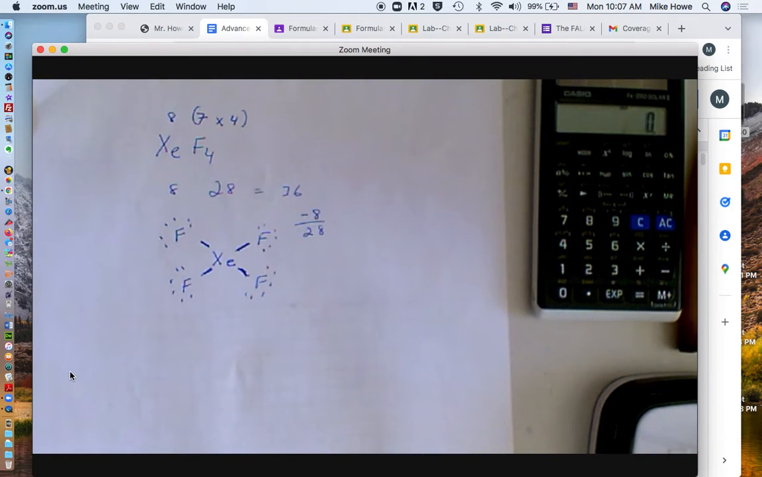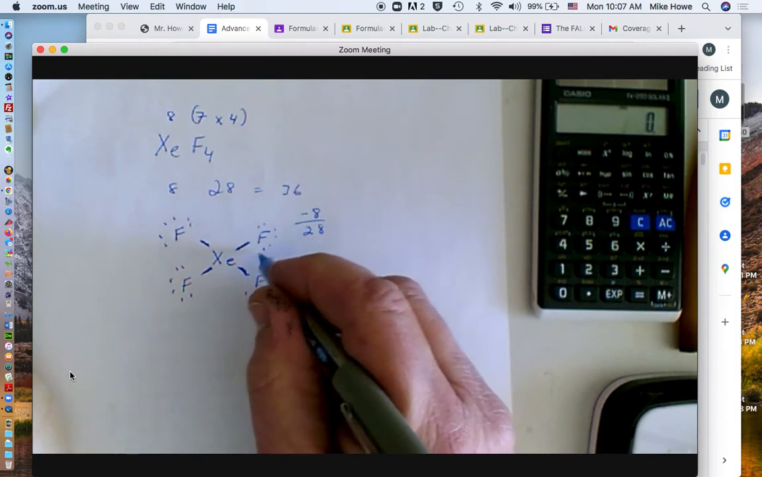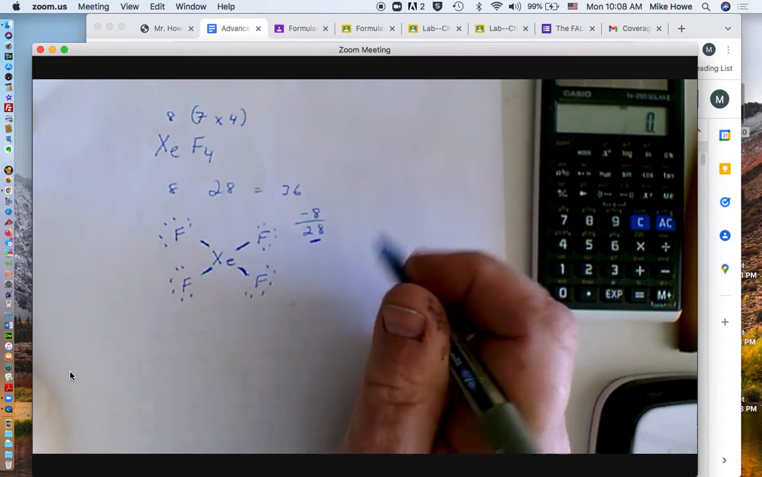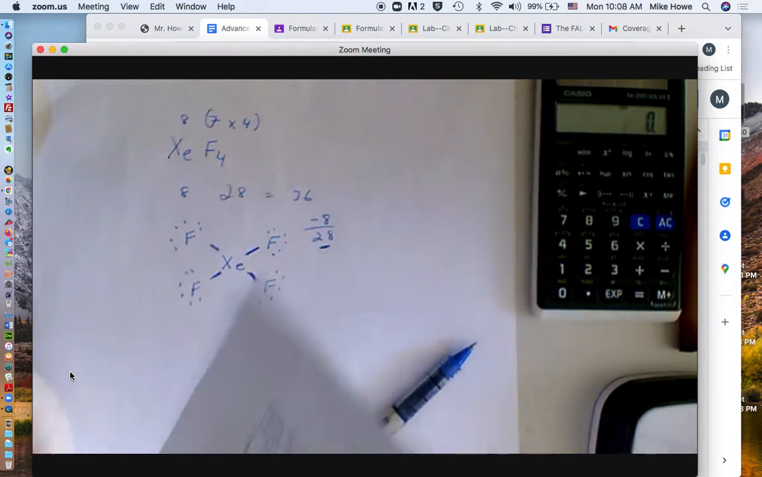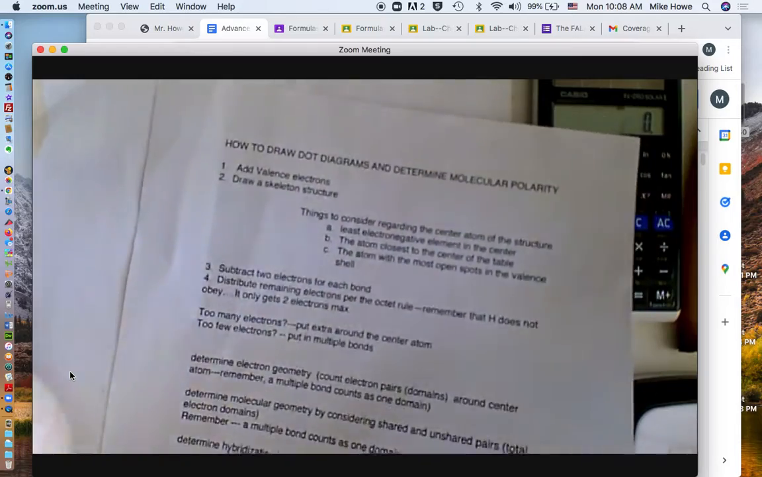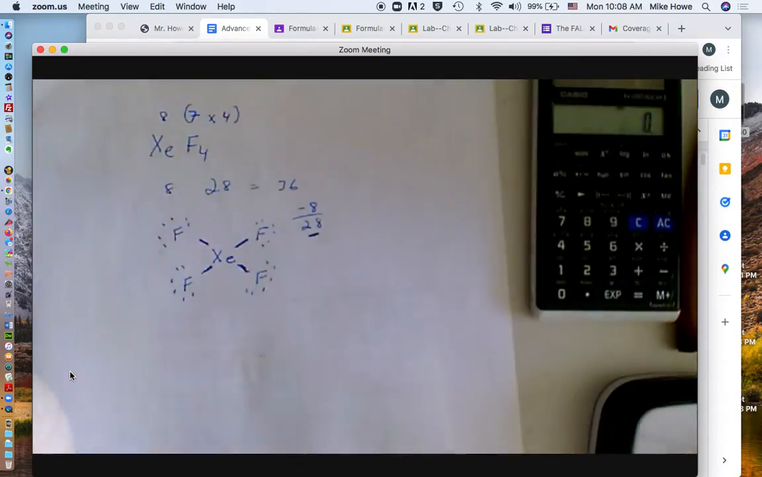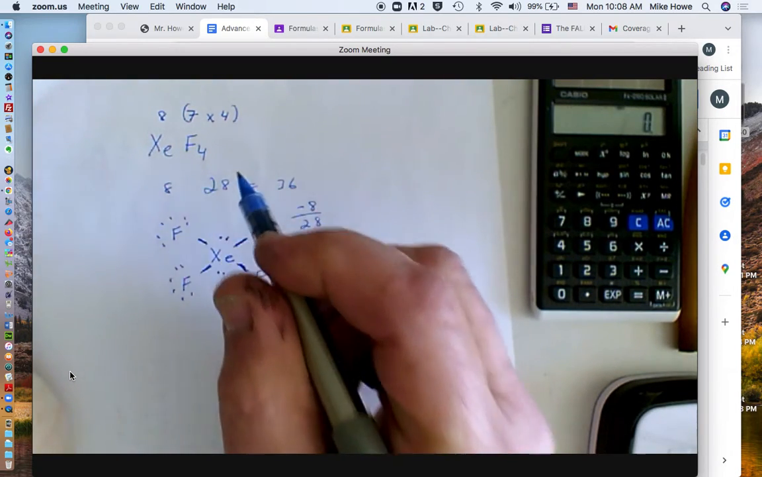So there is our picture of xenon tetrafluoride, but we still have a problem because I only have 24 loose dots, and I'm supposed to have 28 loose dots. So on the rules that I gave you regarding drawing dot diagrams, the conditions were if you have too many electrons, the extra ones go around the center atom. So we'll put them around the center atom. And what that does is create 6 domains.